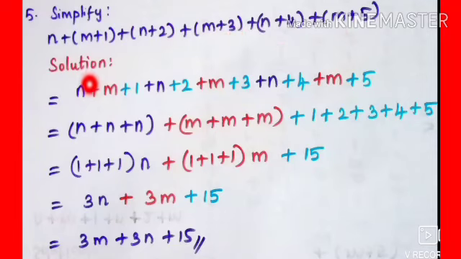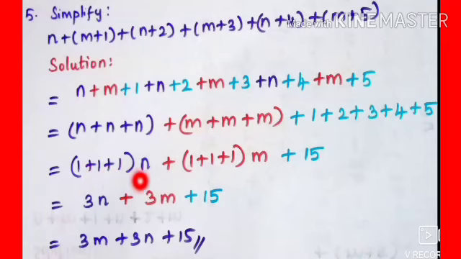Now, let us group the like terms separately in an algebraic expression. So, n plus n plus n are the like terms in n. m plus m plus m are the like terms in m. And the remaining are constant values: 1 plus 2 plus 3 plus 4 plus 5. Now, in the next step, what will we do? Yes, we have to add the coefficients of like terms separately.